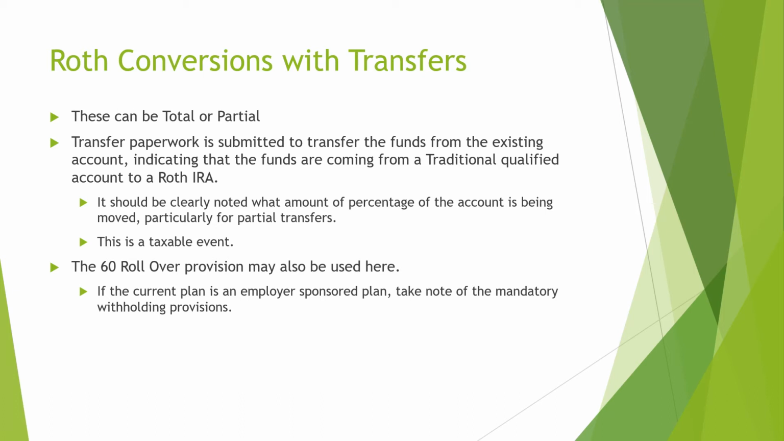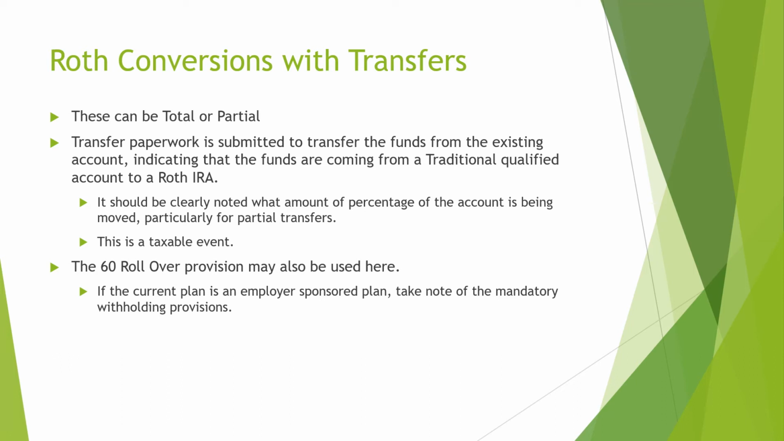You can also use the 60-day rollover provision. If they take a withdrawal from one of their qualified accounts, they can then do the rollover into a Roth account. It's still a taxable event, but in this case, you can avoid that 10% penalty tax if that's a concern.